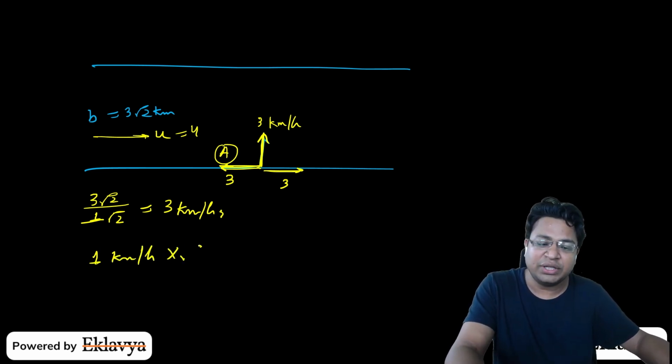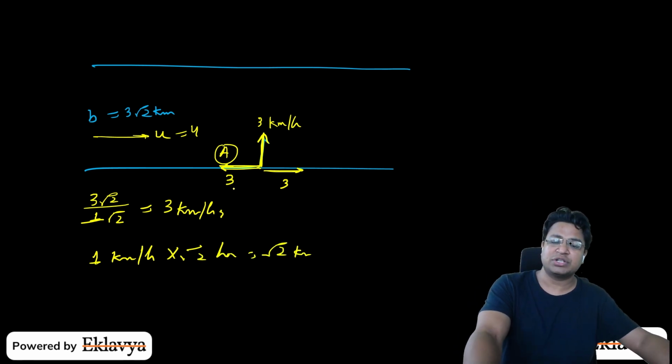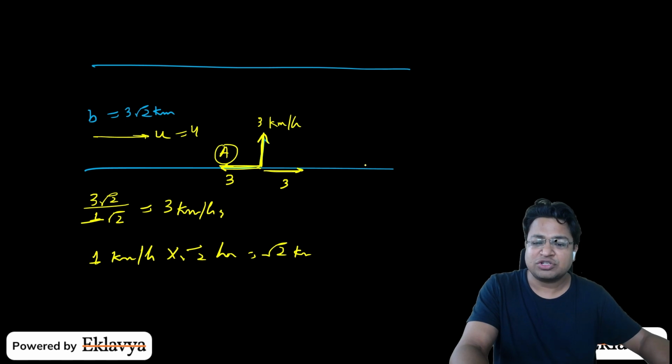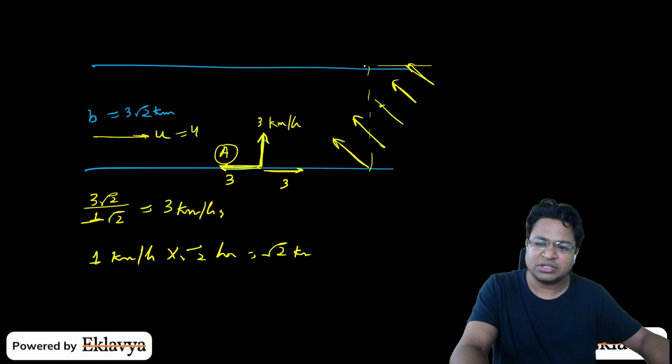So the drift would be in this much. The drift would be root 2 kilometer, and that would be downstream because 4 is greater than 3. So if the swimmer goes in this direction, he ends up like this, reaching a point which is root 2 kilometer downstream.